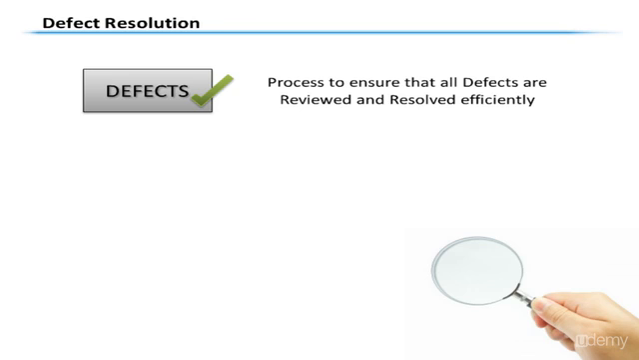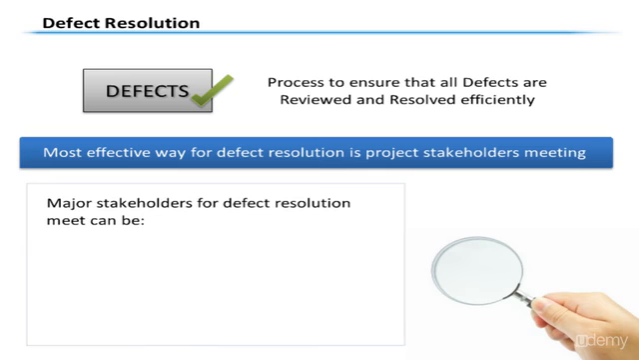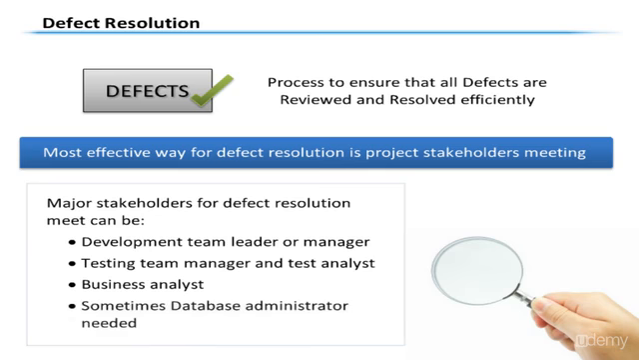Defect resolution. The purpose of defect resolution is to verify that all of the defects are reviewed and resolved with full efficiency. The most effective method of defect resolution is to conduct a project stakeholders meeting. Generally, the meeting is conducted for the discussion of defects found in software testing. The stakeholders who need to attend this meeting are the development team leader or the manager, the testing team manager, then the test analyst and business analyst to represent the business side. Sometimes the presence of the database administrator is essential, as the database level issues can be resolved then and there with his or her help.